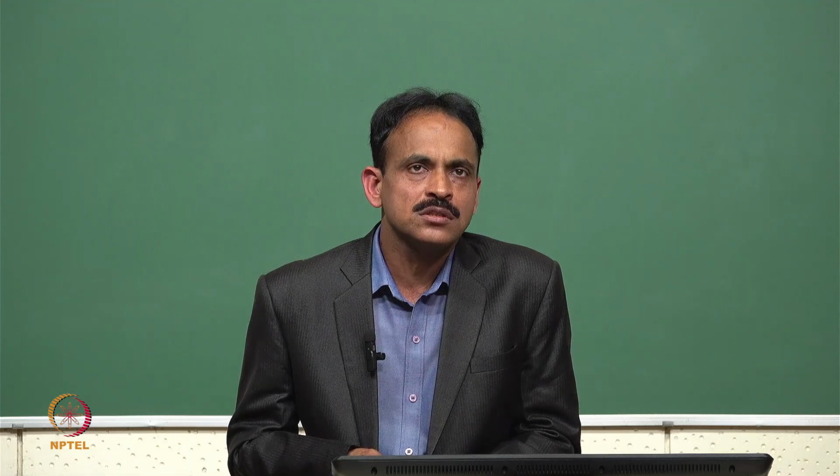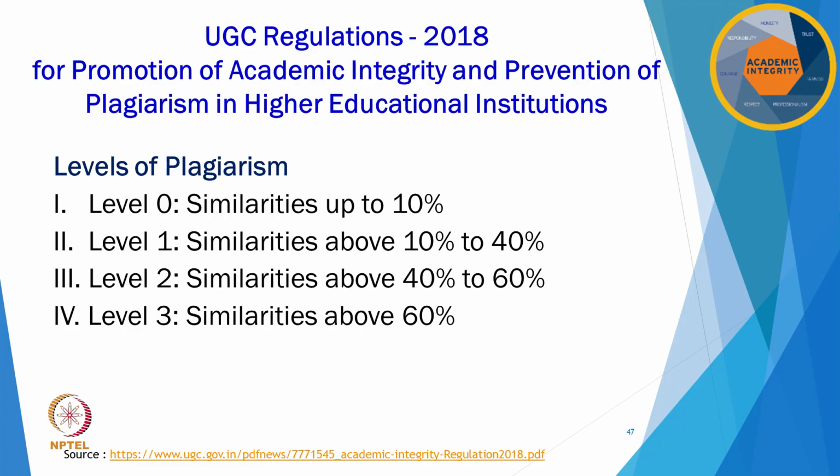As per the UGC Promotion of Academic Integrity and Prevention of Plagiarism in Higher Educational Institutions Regulations 2018, this regulation grades plagiarism into 4 levels based on the amount of similarity quantified through plagiarism detection software.